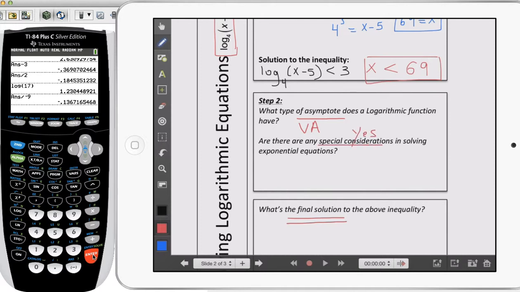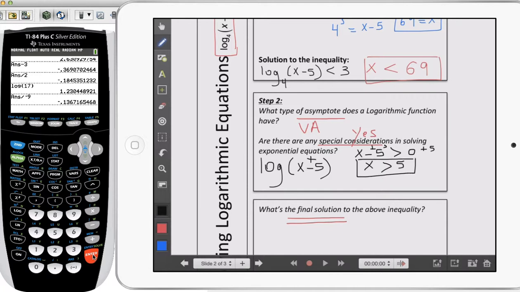So the solution that I just got, which is x less than 69, could not be my final solution. I have to think that the inside of my log, which is in this case x minus 5, should always be positive. It cannot be 0, it cannot be negative. So you always take the inside of the log and you set it greater than 0. Okay? X should be greater than, if you add 5 to both sides, x should be greater than 5. This is my special consideration.